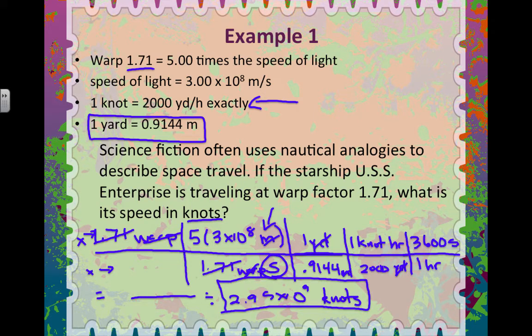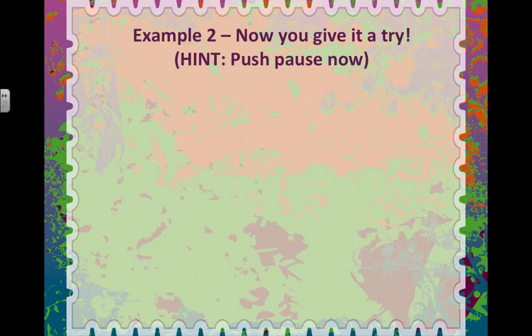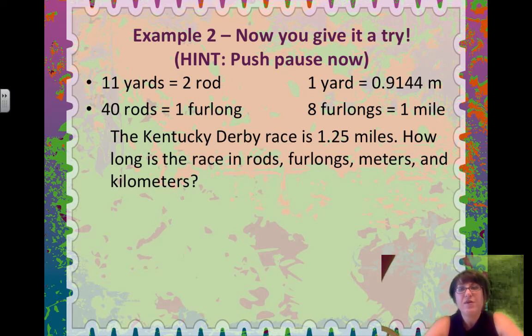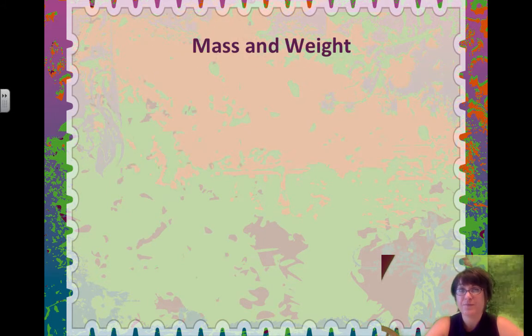So now you've seen me use dimensional analysis. It's your turn. I want you to give this a try. Here's your example. We're going to use these crazy units again from horse racing. The Kentucky Derby race is 1.25 miles. How long is this race in rods? And then tell me in furlongs. Then convert that to meters, and then change meters to kilometers. I want to see your answer for each step along the way. And then your final answer, you'll show me in class. Try it, push pause, and you work it through.